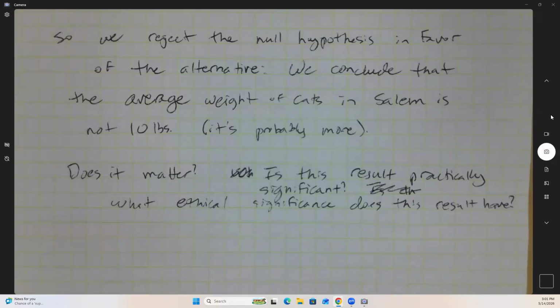Ideally, you're part of a research team. You didn't do this on your own. You worked with some veterinarians. And they brought their experience in to say, wait a minute, it's a 2-pound difference. That it matters. That's practically significant.